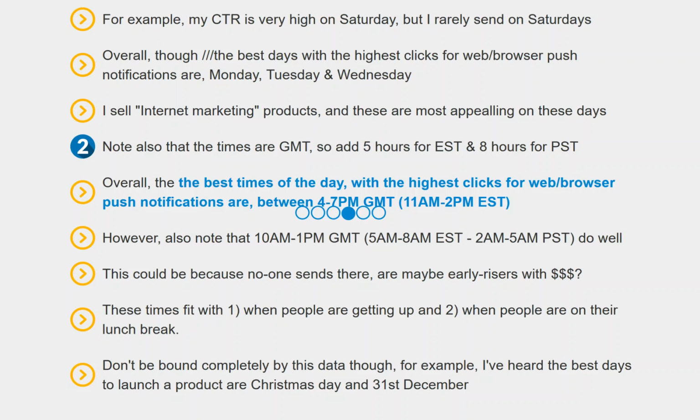So the data I'm about to show you, you will have access to it, but also other marketers may be looking at the same data. So for these reasons, do pay attention to the data, but also don't be afraid to stray from the norm and ignore the data on occasion.